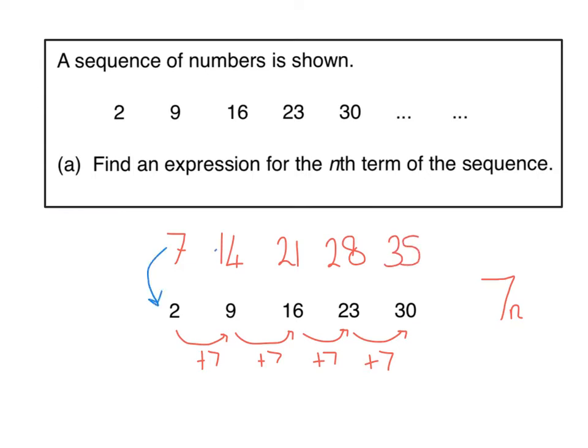You can see that there's something happening each time. It's actually 5 below the 7 times tables, so we have to take away 5 from the 7 times tables. 7 take away 5 is 2, 14 take away 5 is 9, 21 take away 5 is 16, 28 take away 5 is 23, 35 take away 5 is 30. So it's the 7 times tables, 5 below it, so it's 7n, take away 5, and that's my nth term.